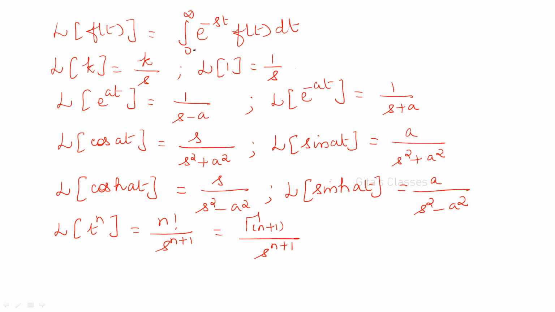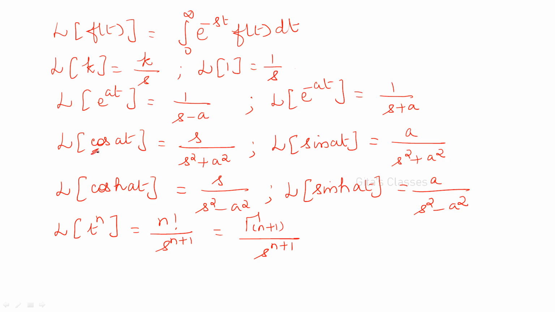L of f of t is the integral from 0 to infinity of e power minus st f of t dt, and L of any constant is that constant divided by s, and L of e power at is 1 by s minus a, L of e power minus at is 1 by s plus a, L of cos at is s by s squared plus a squared.